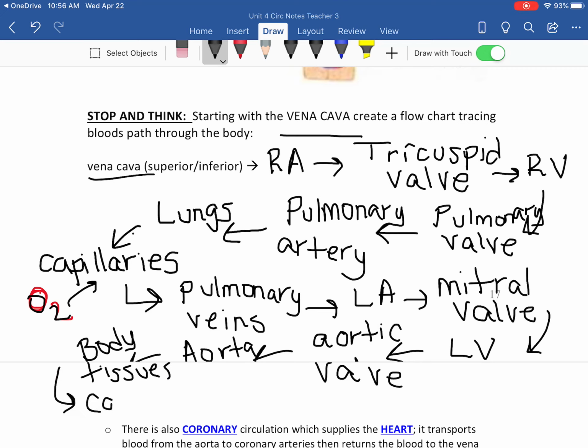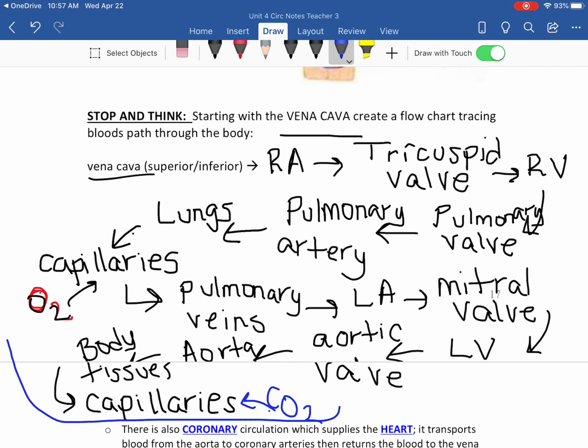where gas exchange will take place at the capillaries, where the blood is going to drop off its oxygen and pick up carbon dioxide. And at that point, the venous system will basically circulate this back, and it would start back at the vena cava. All right, that was a little bit messy, but that's what I was looking for there in your answer.